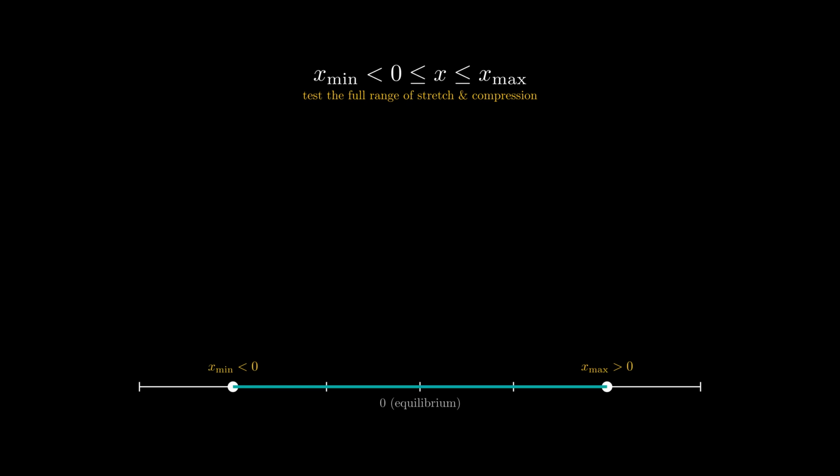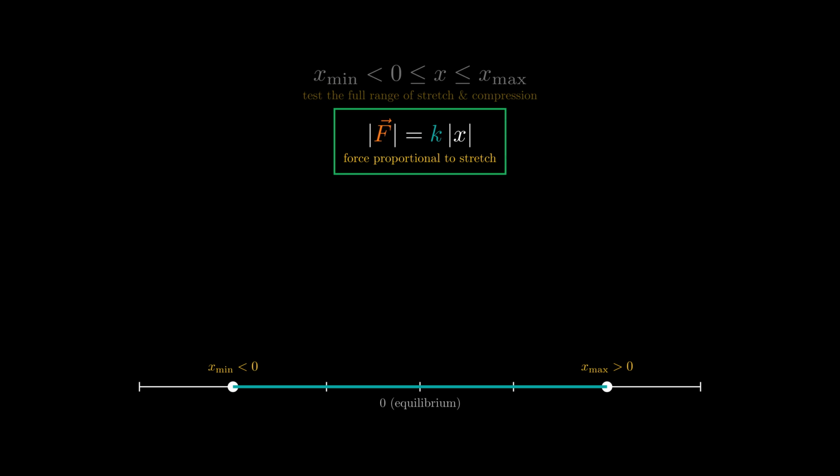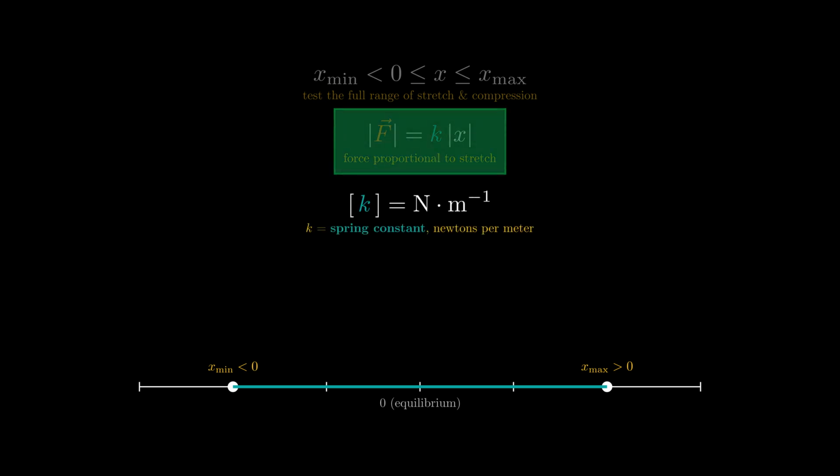A striking pattern emerges. Over that range, the magnitude of the measured force is simply proportional to the amount of stretch or compression. The magnitude of the force equals k times the magnitude of x. The constant k is the spring constant and it carries units of newtons per meter. It tells you how many newtons of force each meter of stretch demands. Direction matters too. Draw the free body diagram of the block. Displace the distance x from equilibrium. The spring force points back toward equilibrium.